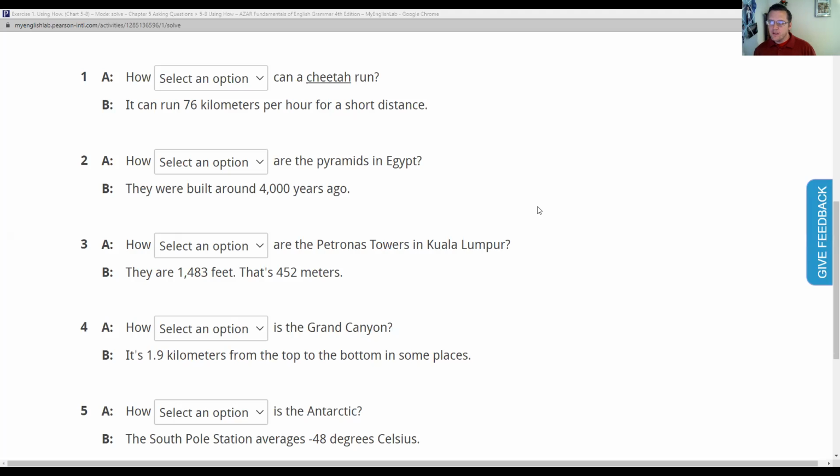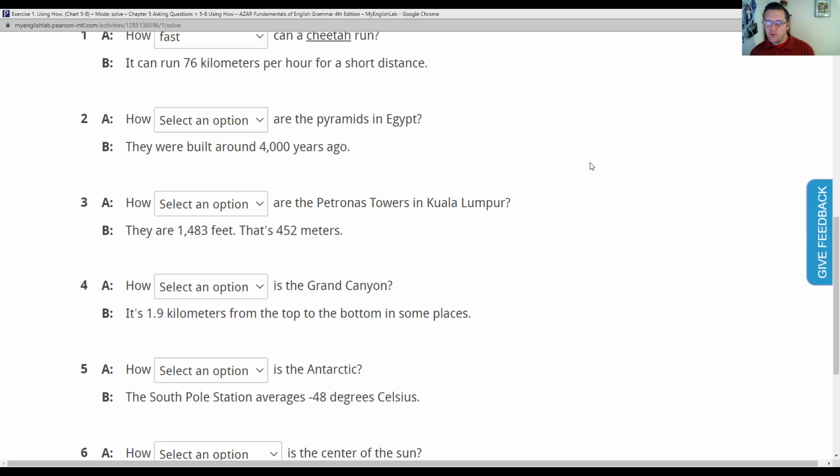Okay, we have some questions and answers. So take a minute, pause the video, and decide which adjective will go in that blank. So for example, in number 1, we ask, how blank can a cheetah run? It can run 76 kilometers per hour. So we're talking about speed. So we're going to ask, how fast can a cheetah run? We want an adjective. How fast can a cheetah run? It can run 76 kilometers per hour.